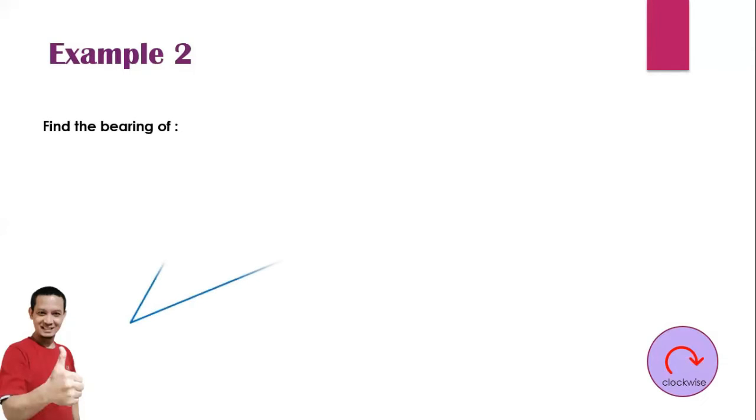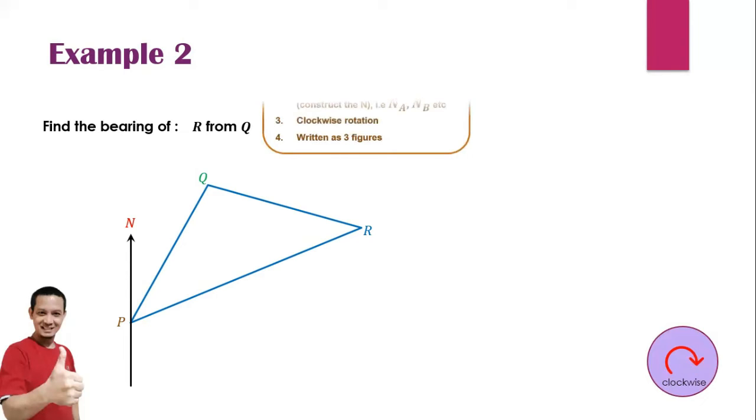Okay, students, we go to example 2. Find the bearing of, look at the diagram, this is the triangle, the triangle PQR. The question is, find the bearing of R from Q. Okay, students.